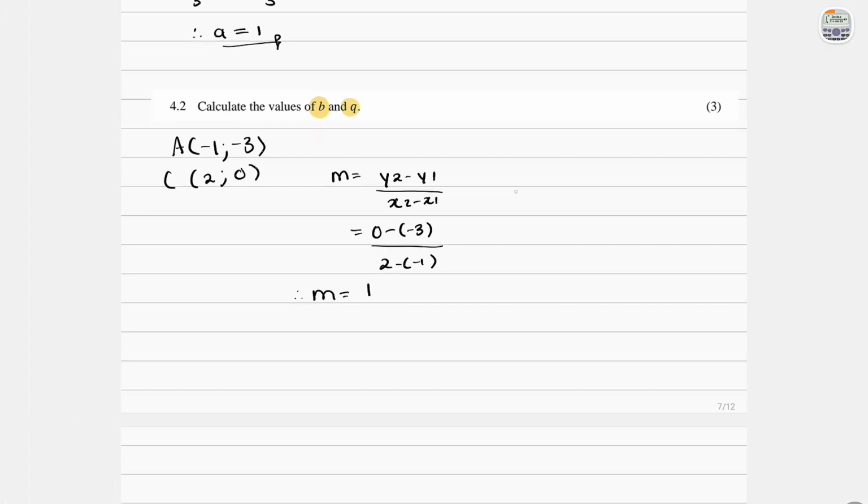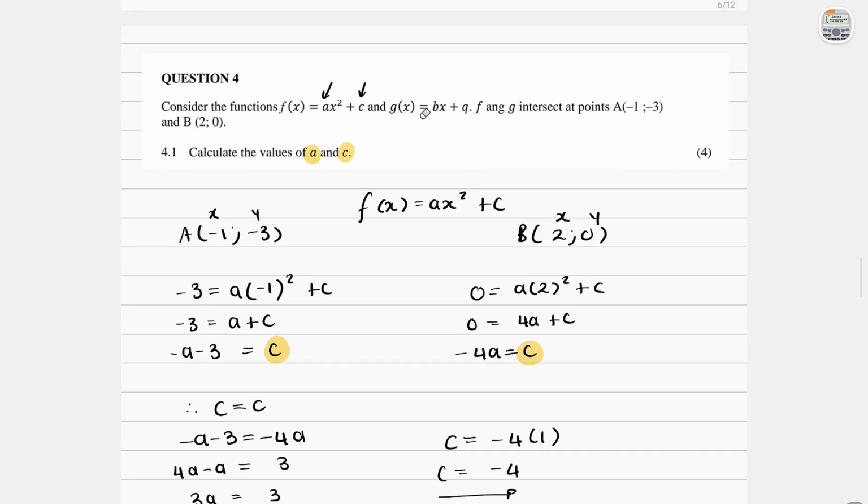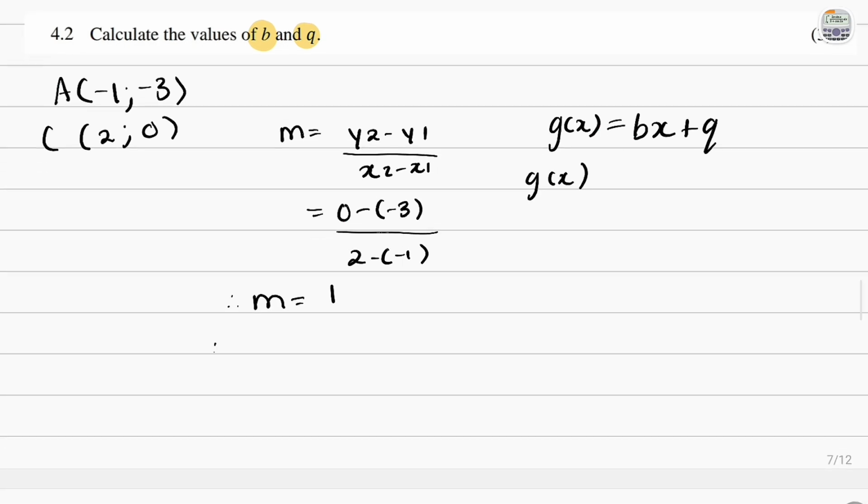Our gradient is 1. Now that we know the gradient, we can find q. So this is in the form of g of x equals bx plus q. The coefficient of x is your gradient. It's in the form of y equals mx plus c. So you can see that m, the gradient, is b, and c, the y-intercept, is q. So g of x is equal to bx plus q, but we now know that the value of b is 1. So this is equal to 1x, which is just x, plus q.